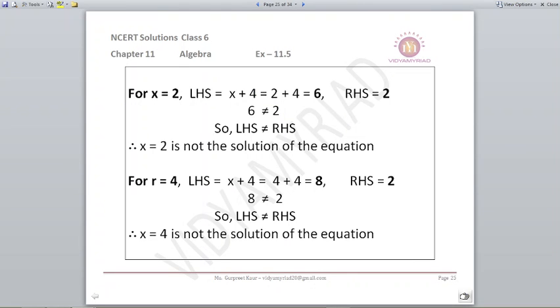When X is equal to 2, 2 plus 4 is 6 and 6 is not equal to 2. So we will say X is equal to 2 is not the solution of the equation. Lastly, when X is equal to 4, X plus 4 is 4 plus 4, which is 8. So 8 is not equal to 2. So we will say that X is equal to 4 is not the solution of the equation.